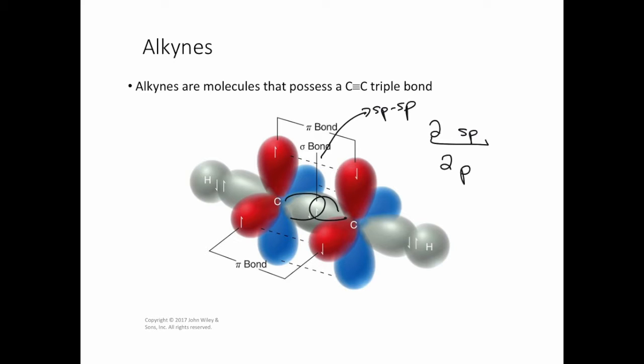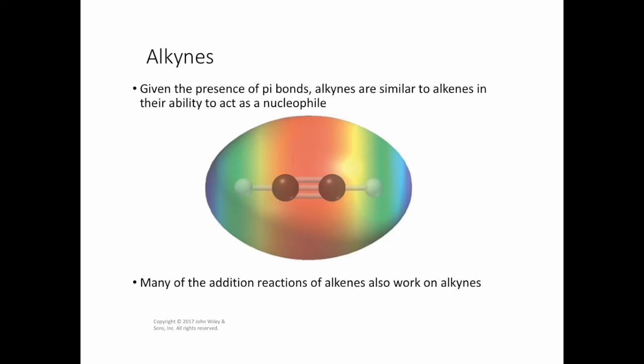Then the two pi bonds are formed from the overlapping unhybridized p orbitals. So each carbon has two unhybridized p orbitals that overlap to form the two pi bonds. So these dotted lines are showing that those orbitals are overlapping, even though it doesn't look like it in this picture. Due to the presence of the pi bonds, alkynes are nucleophilic in a way that's similar to alkenes that we saw in Chapter 8. And indeed, many of the reactions that worked with alkenes also work with alkynes.